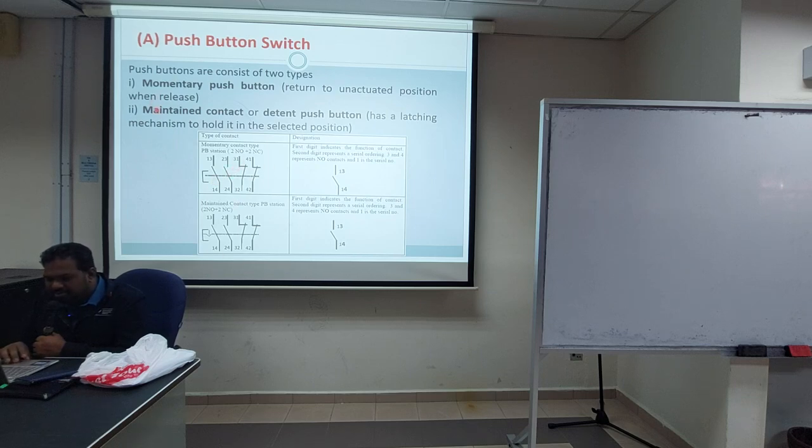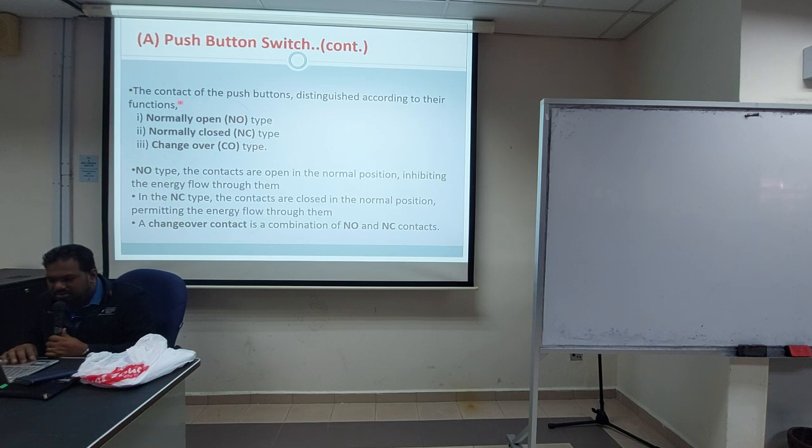Okay, then we have a maintain contact or detent push button. So detent maksudnya dia ada level. So tekan sekali dia locks at one point, tekan satu kali lagi dia lock at another point, tekan 3 kali baru dia release. So that is what we call as a detent. So boleh tengok dekat sini. So dia ada macam bengkok. So selalunya itu adalah lock. So it means a detent switch.